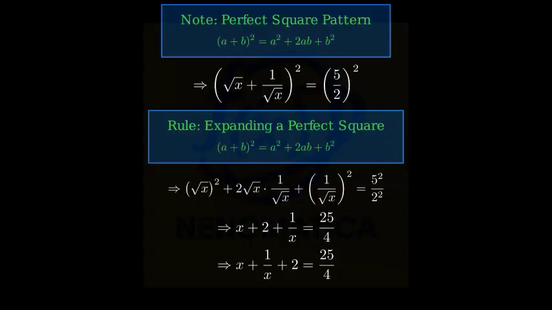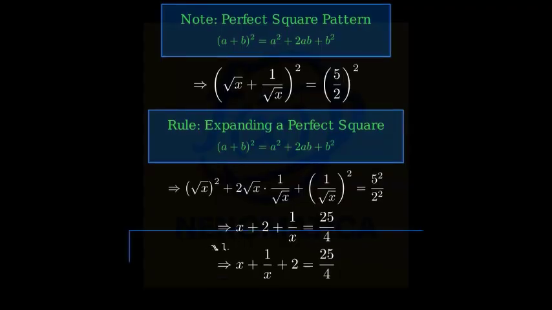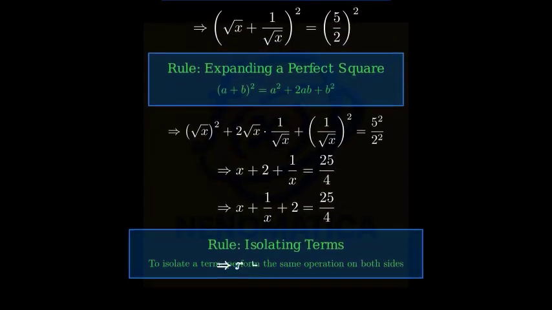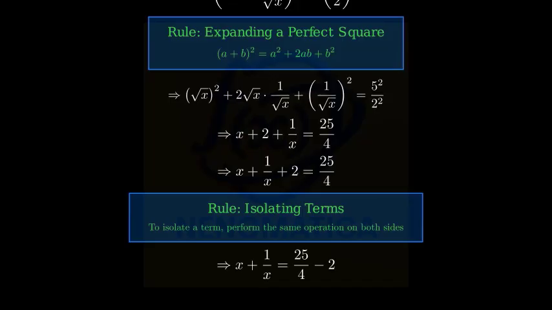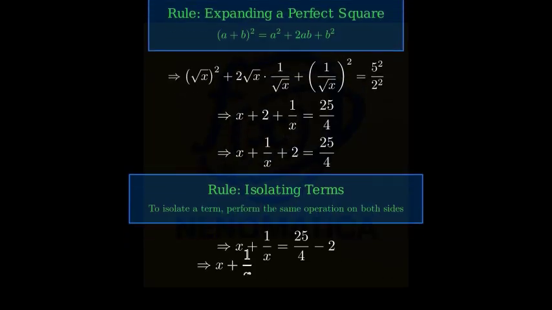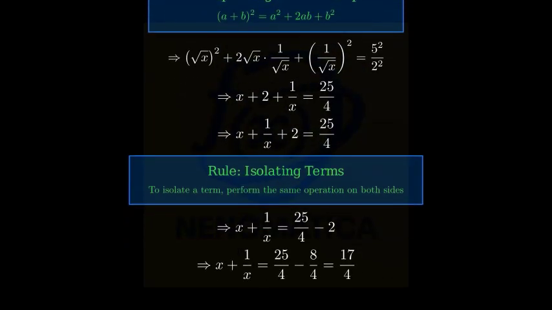Now let's isolate the term x plus 1 over x. Subtracting 2 from both sides, we get x plus 1 over x equals 25 over 4 minus 2. Converting to a common denominator on the right side, we get 25 over 4 minus 8 over 4, which equals 17 over 4. Now, we need to find x over x squared plus 1.